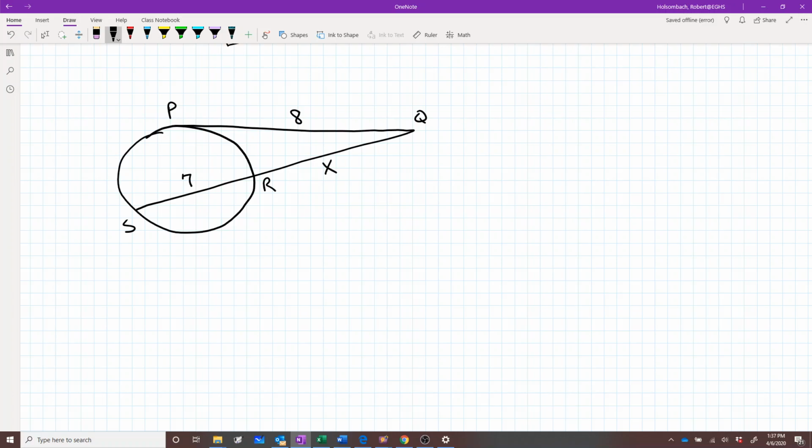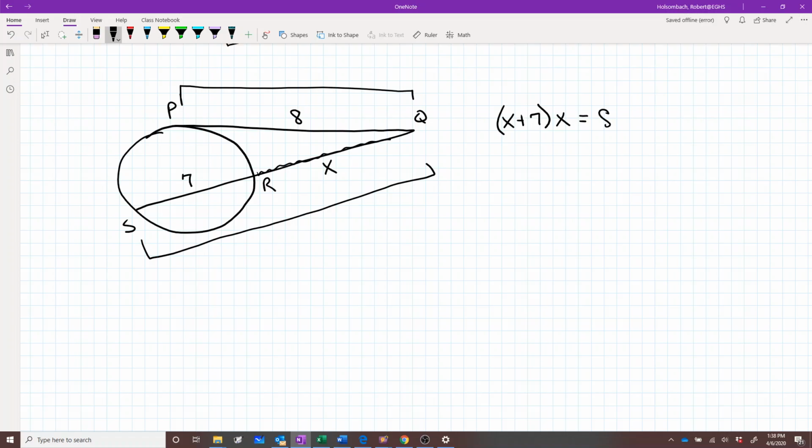Okay, so based on the rule, the entire length of the secant, so in this case we've got X plus 7, times the outside piece, which is X, is equal to the tangent squared. Alright, so now we have distributive property on the left hand side. So we've got X times X, which is X squared. We've got positive 7 times X, which is positive 7X, and that's equal to 64.